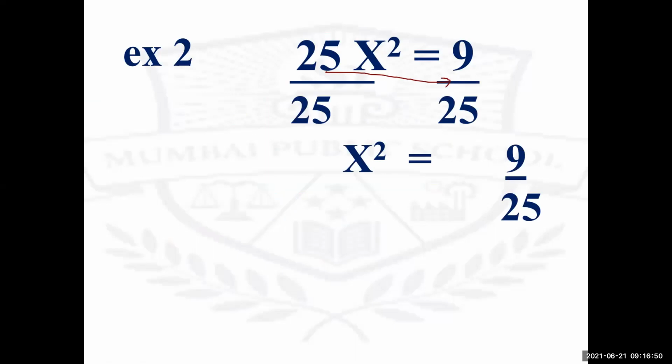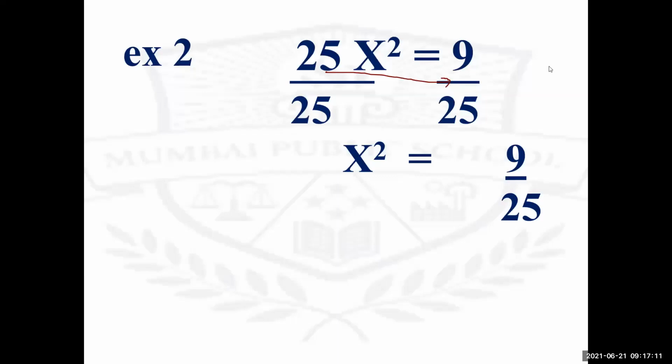So after dividing both sides by 25, what are you going to get? You get x square equals 9 upon 25, or 25 simply moves to the other side and becomes 9 upon 25.